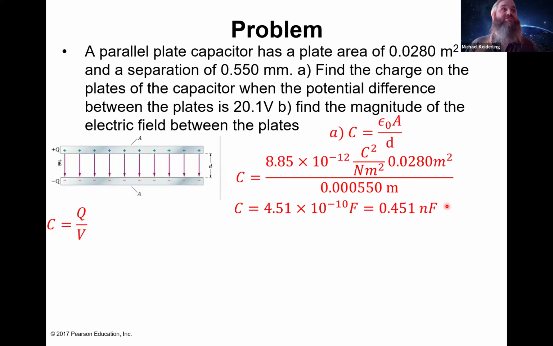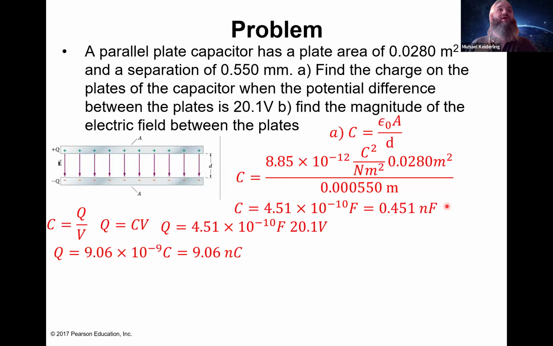Well, capacitance is charge over voltage. We want to find the charge. So charge is capacitance times voltage. So 4.51 times 10 to the minus 10 farads times 20.1 volts is 9.06 times 10 to the minus 9 coulombs, or 9.06 nanocoulombs. Reasonable amount of charge.